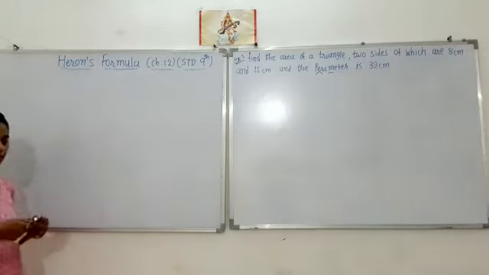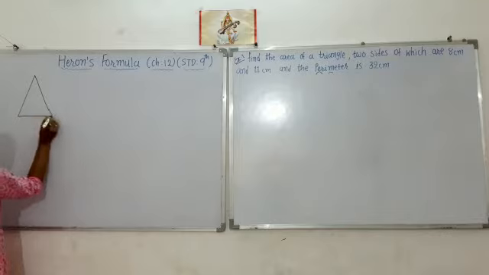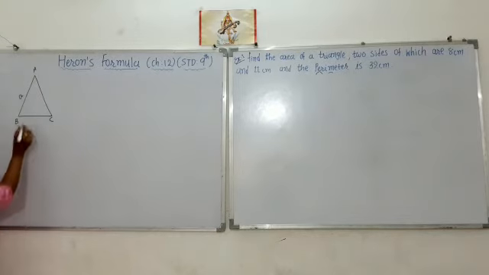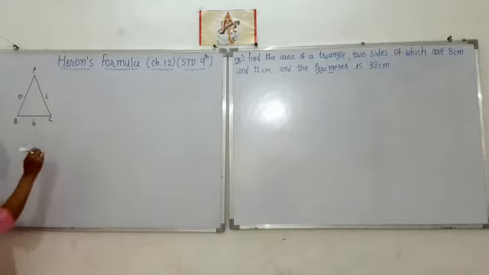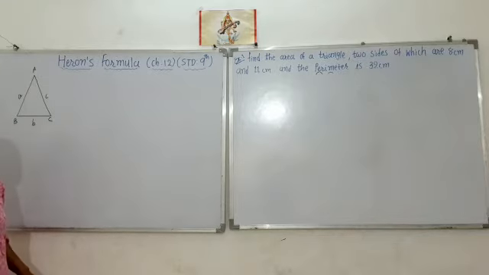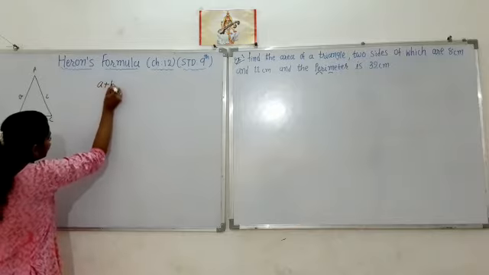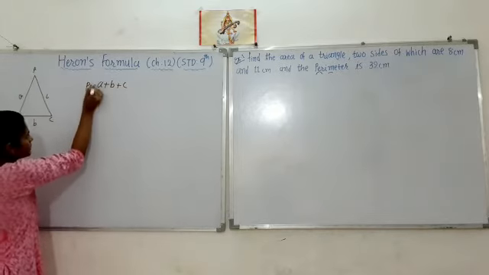I introduce Heron's formula here. Suppose you have one triangle A, B and C. Suppose this AB side's measurement I take small a, BC side's measurement small b and AC side's measurement small c. Now for applying Heron's formula, first of all you should find the semi-perimeter. Semi-perimeter means perimeter half. So first of all you find the perimeter. Perimeter means the sum of all sides. That means this side's addition, this side's and this side's addition. This is called its perimeter.